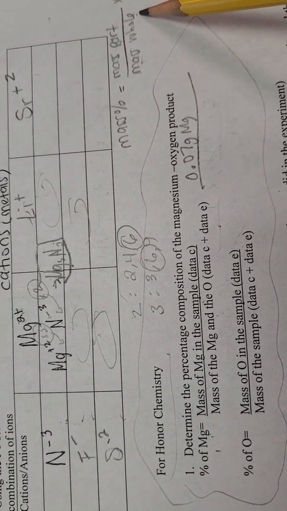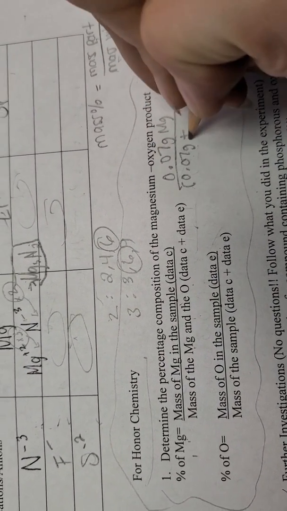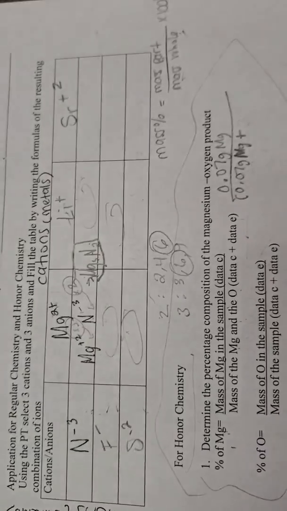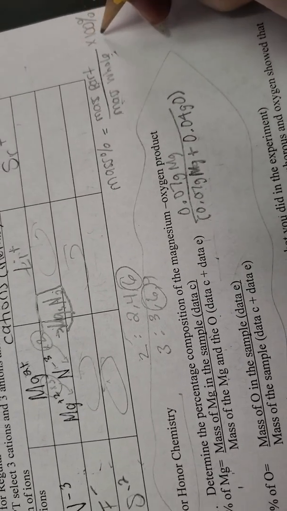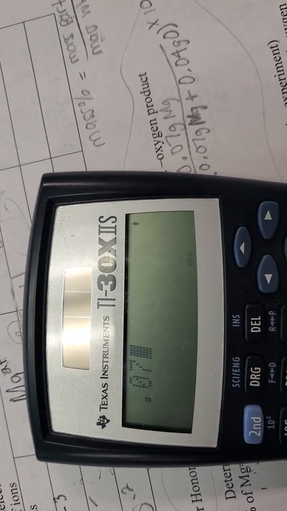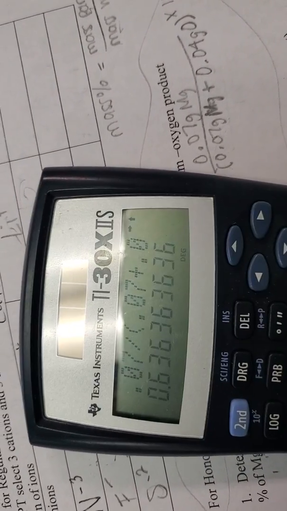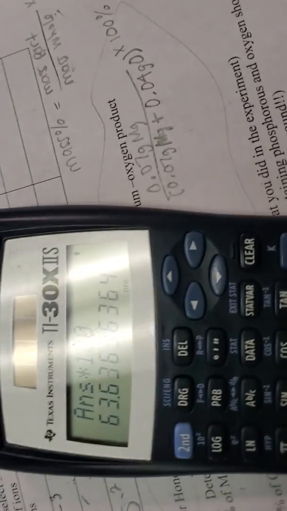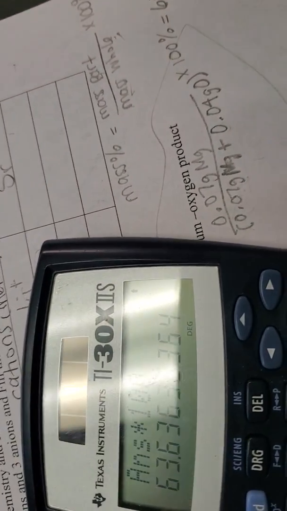Well, my whole compound was magnesium and oxygen. So I need to add 0.07 grams of magnesium, plus the mass of oxygen, which I found was 0.04 grams of oxygen. All right. And then lastly, I need to multiply that by 100%. I'm going to do that on the calculator. So 0.07 divide by parentheses 0.07 plus 0.04 end parentheses equals times 100. And my answer was 63.6. After the 6 was a 3, so I don't have to round up.